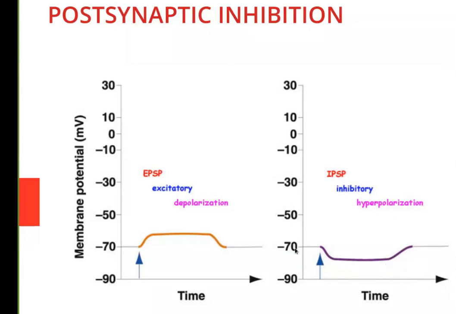But this hyperpolarization is a temporal process. After a short period of time, chlorine gates are closed and hyperpolarization disappears, and neuron cells are ready to react to some stimulus again. But during this hyperpolarization time, neurons may be blocked and not react.